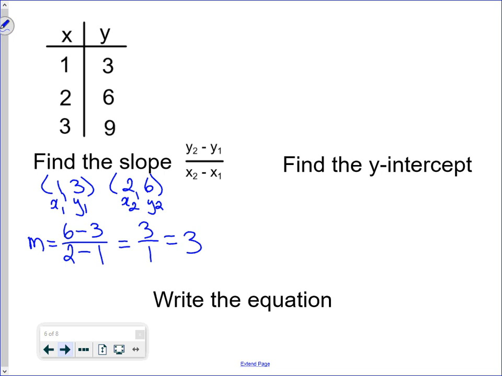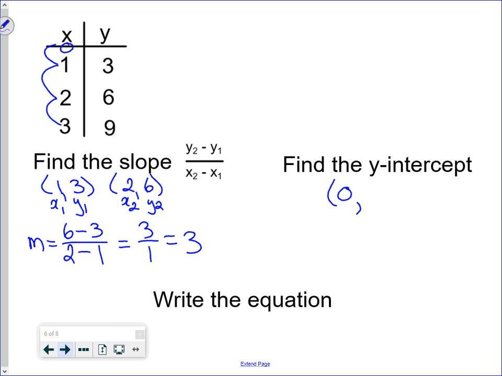For the y-intercept, again, we need the point where our x value is 0. We don't have a point like that in our table of values, so we have to work our way backwards in order to figure out what that point is going to be. So in our x values, if we start at 3, we decrease by 1 to get to 2, decrease by 1 to get to 1. If we decrease by 1 one more time, we will get to 0.